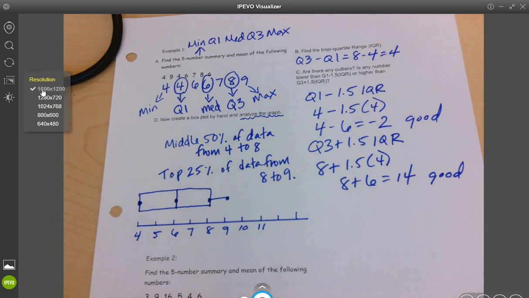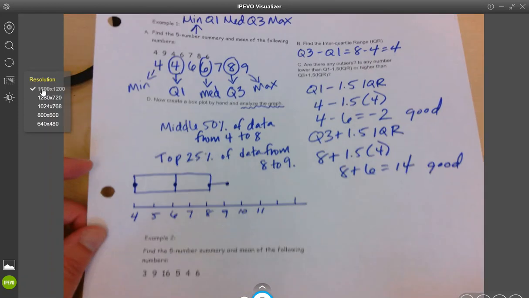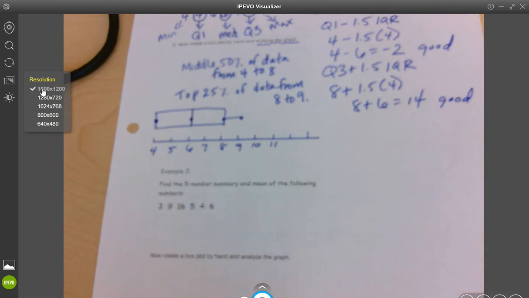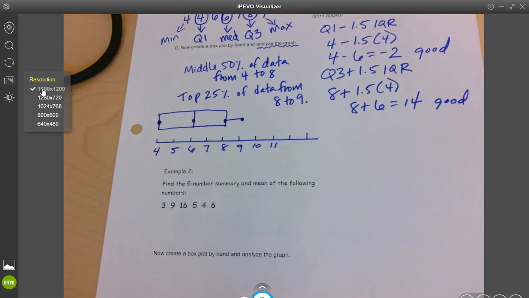I'm going to do one more example, and then on the back, you guys get to work on those without listening to me. So here's example 2, and Gabe, you have this one as well. For this one, it says find the 5-number summary and the mean. Oh, we never found the mean of those numbers.